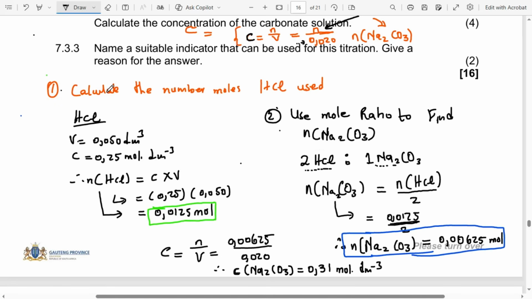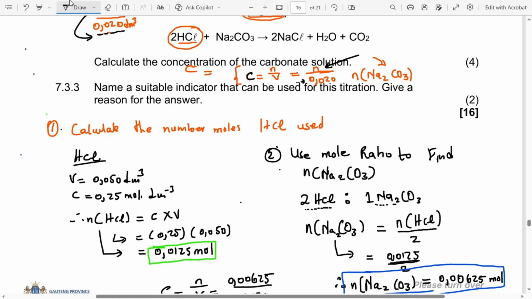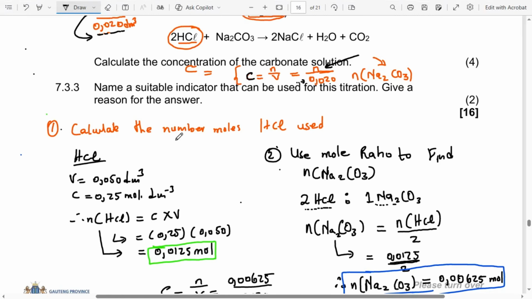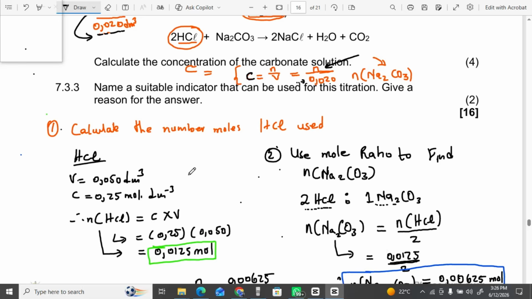Oh, I think we still have that 7.3.3. Okay, so name a suitable indicator that can be used for this titration. Give a reason for the answer. Okay, let's look at this 7.3. Name a suitable indicator that can be used for this titration. Give a reason for the answer.